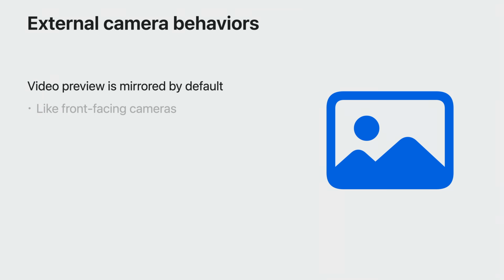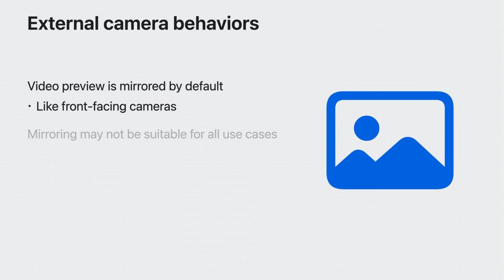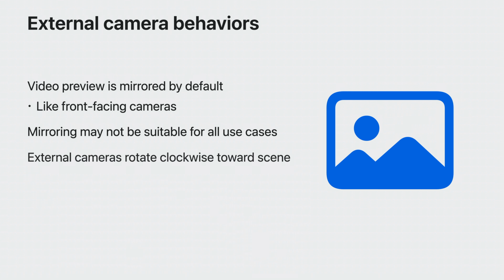iPadOS gives external cameras some treatment that it also applies to front-facing cameras. The AV Capture video preview layer mirrors external cameras by default. This works well when the camera is facing the iPad user. But this isn't suitable for all use cases. If your app's users stream from HDMI switchers or point the external camera away from them, consider allowing users to disable preview mirroring.